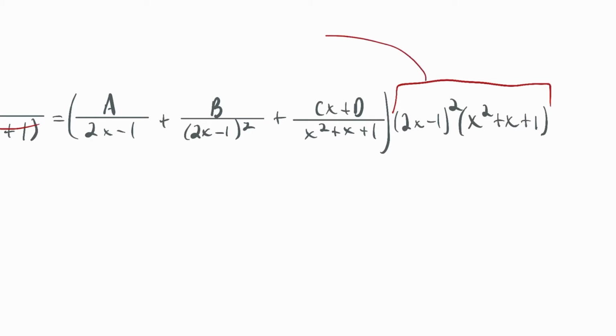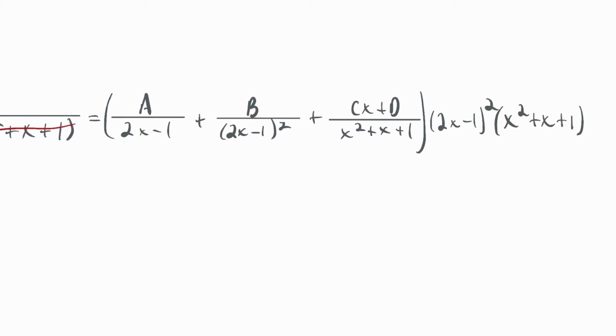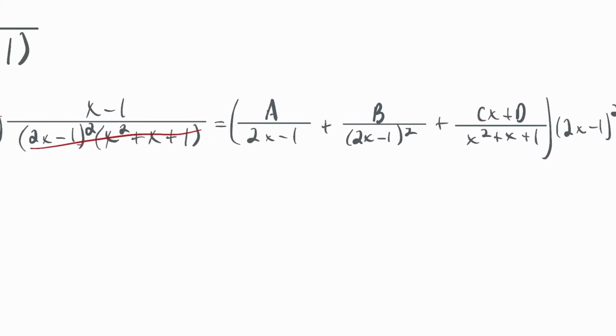We'll see. And then when I multiply here, the two linear factors will go away. So I'll have b times the quadratic, x squared plus x plus 1. And then here, just one of the linear factors will cancel. So I'll have a times 2x minus 1 times x squared plus x plus 1. So quite a few. I wanted to do one that was going to be more complicated than the ones we have done already.